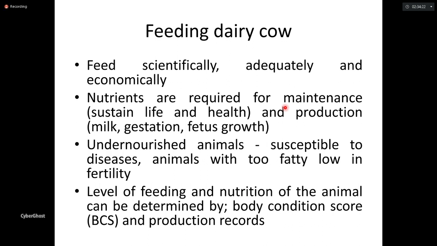But if we do not provide better nutrients, replenishing whatever nutrients are taken out of these animals' bodies, they will become undernourished. So we have to check their production records. We have to check their body condition score, whatever the body status, the energy status, the size and shape of the body, and provide the feeds for these animals.